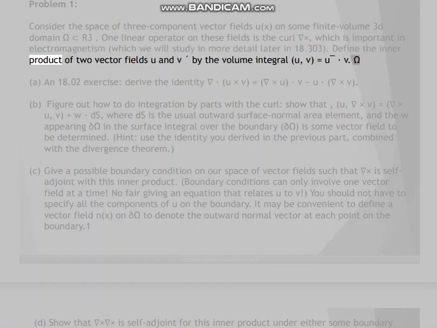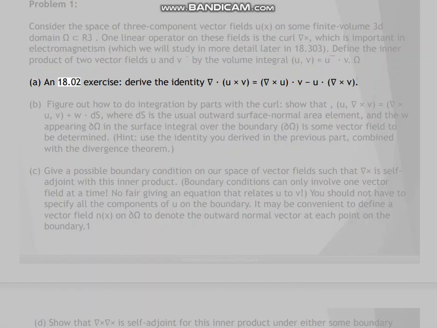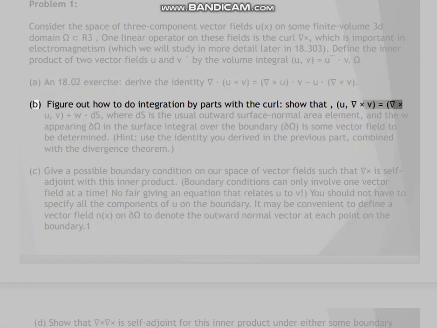Define the inner product of two vector fields U and V by the volume integral <U, V> equals the integral of U·V over omega. A. An 18.02 exercise. Derive the identity nabla·(U × V) equals (nabla × U)·V minus U·(nabla × V). B. Figure out how to do integration by parts with the curl.